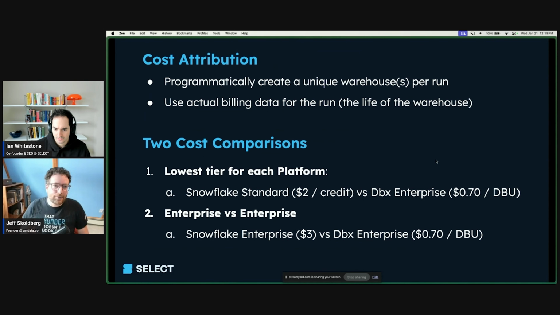Yeah. So cost attribution. We wanted the cost attribution to be as perfect as possible. So we wanted to programmatically create a unique warehouse for each run.